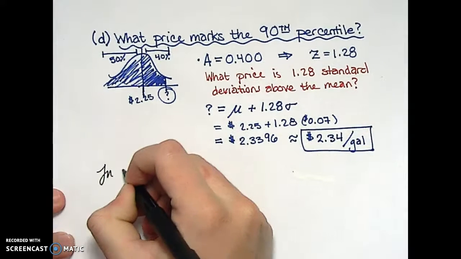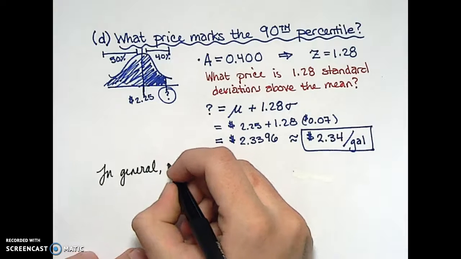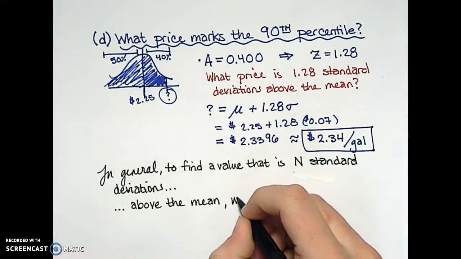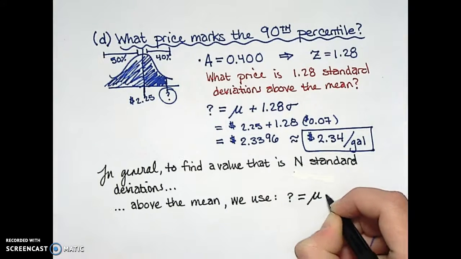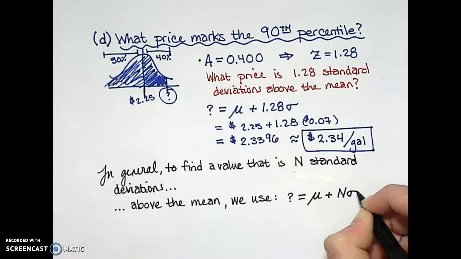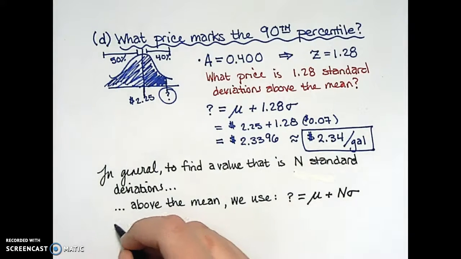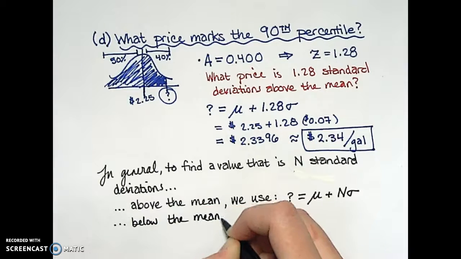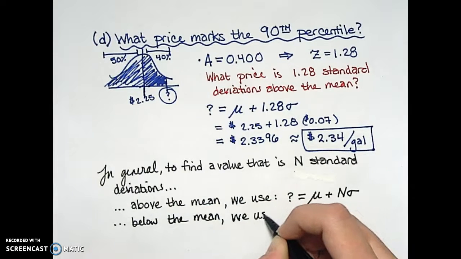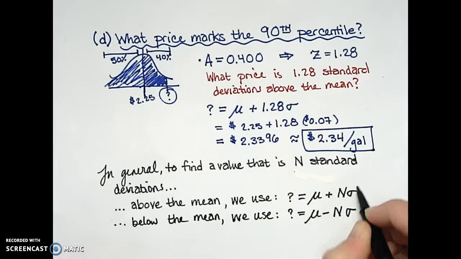In general, if we're trying to identify the value that is, say, n standard deviations above the mean, we will use the formula. That value will be equal to your average plus n standard deviations. If we wanted to find a value that is n standard deviations below the mean, we use a similar formula, and that value will be equal to your average minus n standard deviations.